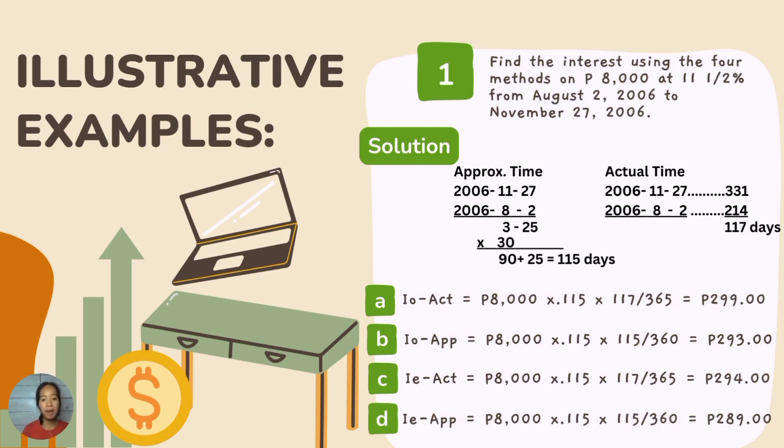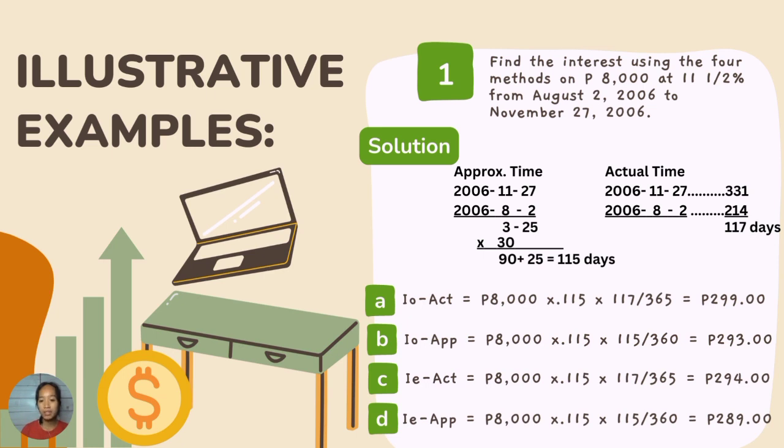Now let's proceed to ordinary interest using approximate time. Our principal is 8,000 times the rate, which is 0.115, times 115, which is the approximate time, divided by 360 since it is approximate. So our answer will be 293 pesos.